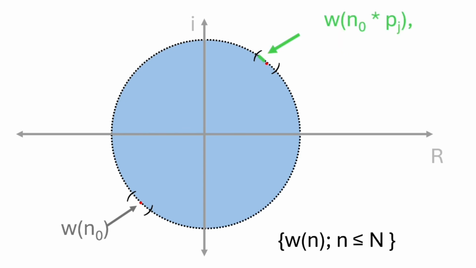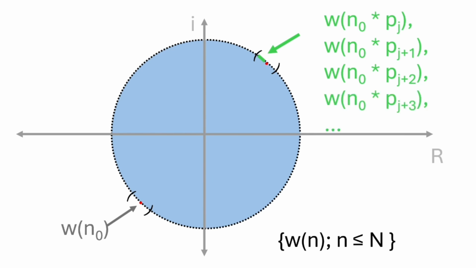So now let's consider all of them as a group. We're not going to multiply by all of them at the same time, right? We're doing each separately. So the points in the interval are w of n naught times p sub j, w of n naught times p sub j plus 1, p sub j plus 2, and so on. And that goes on until we decide to stop. And we'll stop with some largest prime that we'll just call capital P.